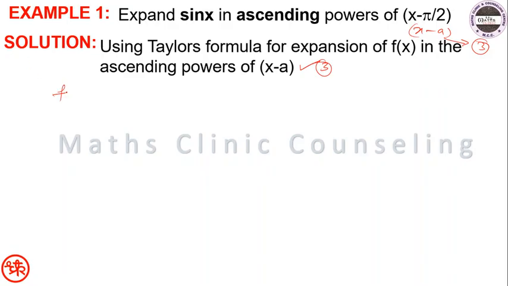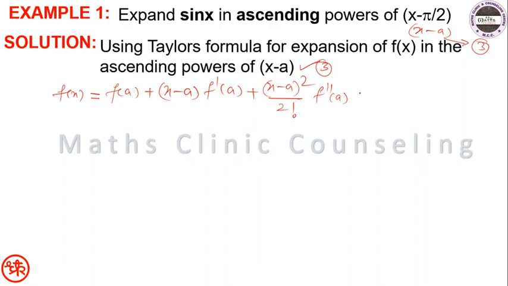What is that formula? f of x equals f of a plus x minus a f dash of a plus x minus a whole square by 2 factorial f double dash of a plus and so on, and this is now equation number 1. Is that clear? Now for a equals pi by 2. Is that clear? So what you will get?